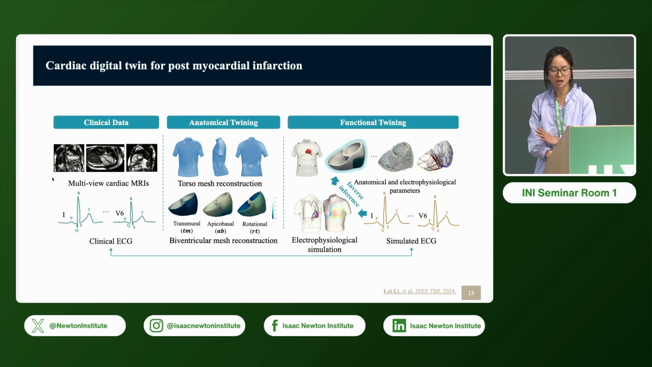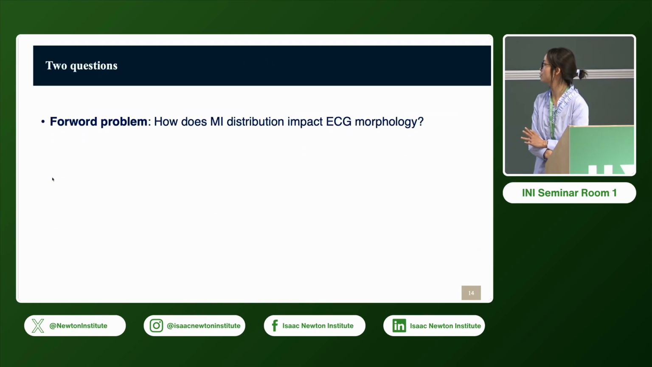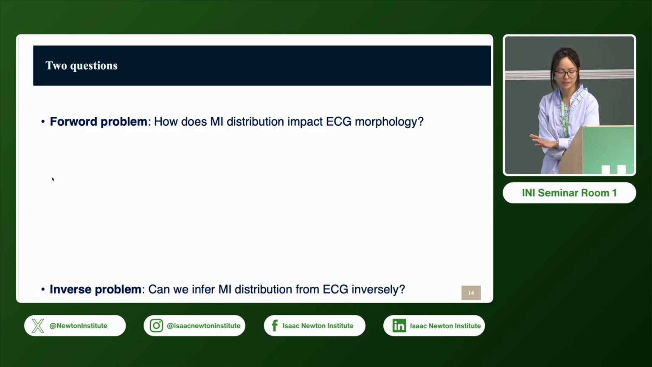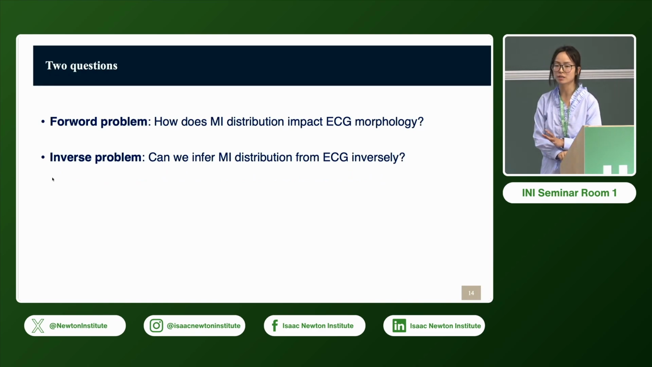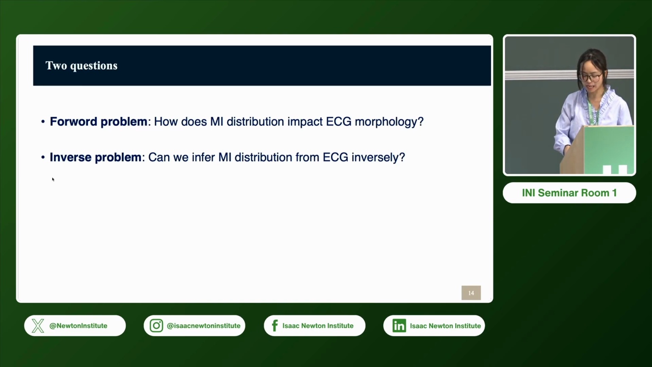With this digital twin framework, I'm trying to answer two questions. The first question is how the myocardial infarction distribution will affect the ECG morphology. And the second question is whether we can inversely infer the myocardial infarction location from the ECG. To answer these two questions, I try to create a digital twin model.